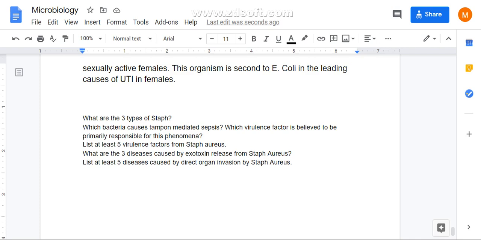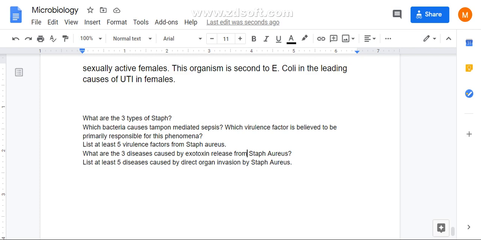Tanisha, last one, the best for last. You can get help with this too. Give me at least five diseases caused by direct organ invasion by Staph aureus. Skin infection. Septic arthritis. Acute endocarditis. Meningitis. Osteomyelitis. Pneumonia. That's six right there, and that's all of them. You guys are doing good.